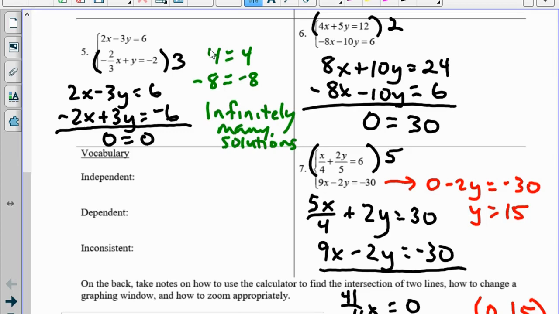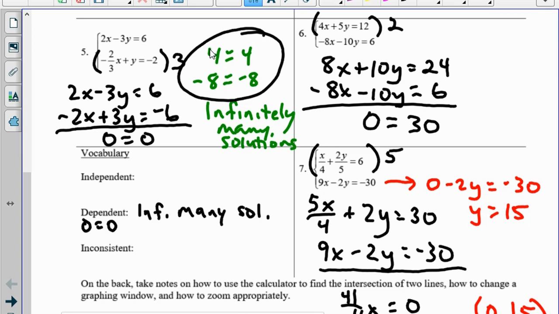A system with infinitely many solutions means that there are infinitely many ordered pairs that make that work. And the reason for that is both equations are actually the same line. And so that is what we call a dependent system. So a dependent system has infinitely many solutions. You end up with something looking like 0 equals 0 or another equivalent. And that happens when both lines are exactly the same.